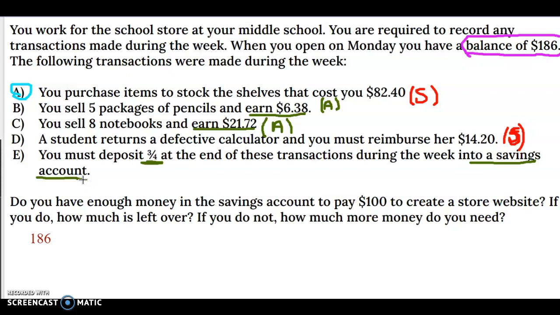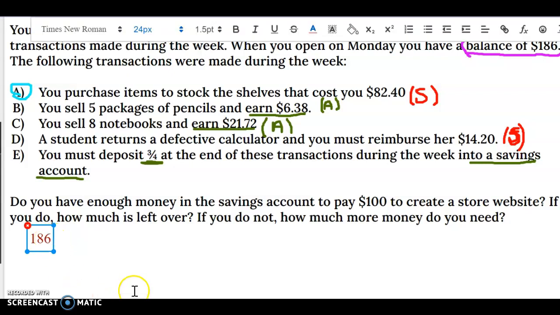So let's look at letter A. We knew that was subtraction. So I'm going to go back down here to my text box. And I started with the $186 in my account. And I'm going to go ahead and subtract the $82.40. Now, I'm not going to put the dollar signs just to save some time. Next, it says I'm earning that $6.38. So I'm going to put plus $6.38 to show that I'm adding that.